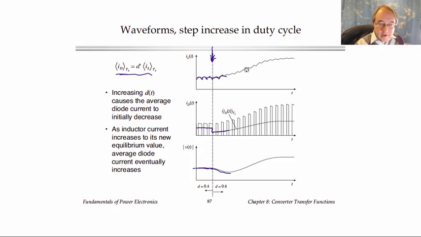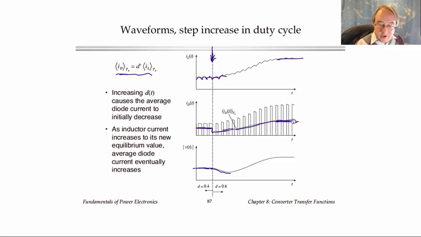After some time, the inductor current builds up to a big value. And in fact, in steady state, the inductor current goes like V_g over D' squared R. So with a square, the inductor current will build up to a much larger value. And we see eventually that the average diode current builds up to a value where the average is greater than it was before, even though the D' interval is shorter.